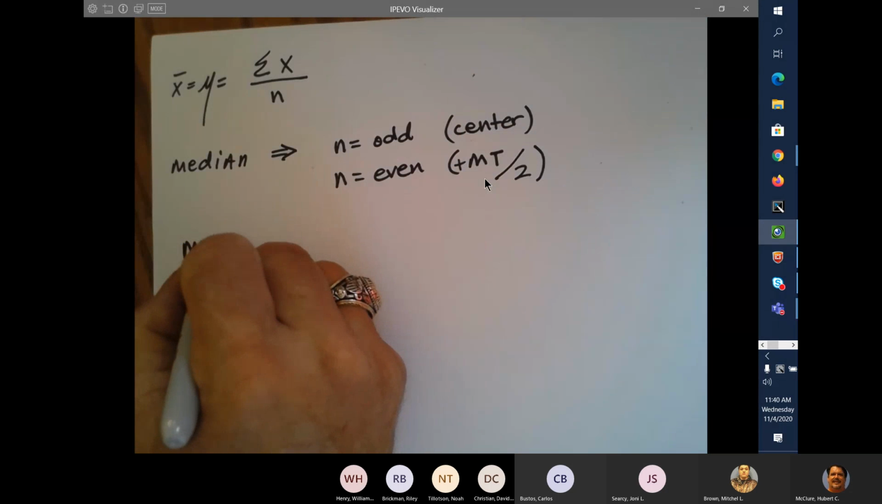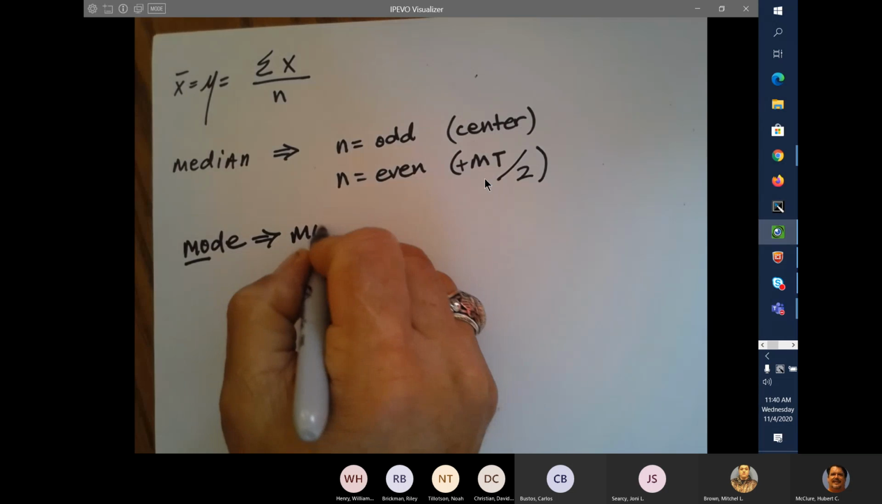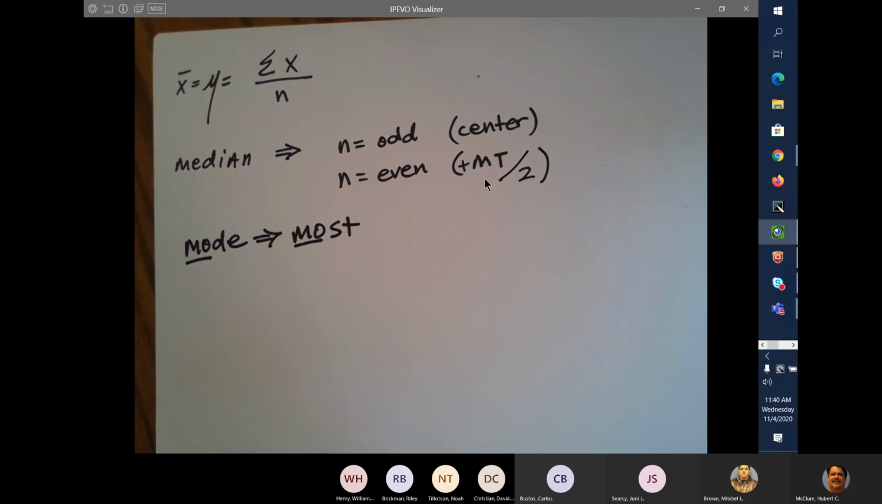Mode. Mode shows up the what? Most. The mode, you just look at it and you write it down. That's all you do. Can you have more than one mode? Yes. It's the one that shows up the most.